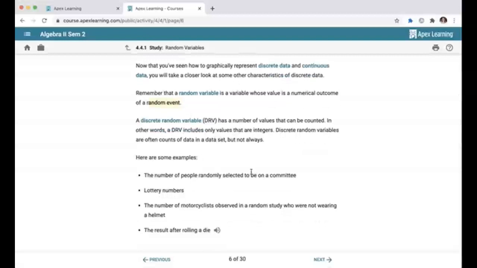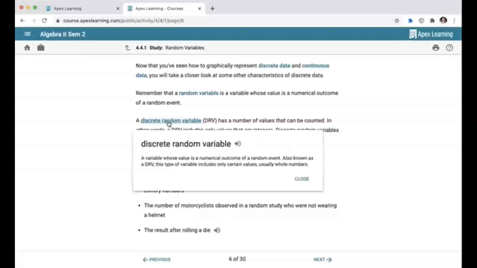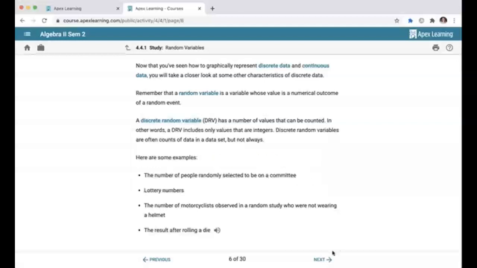So typically whole numbers. Some examples are the number of people randomly selected to be on a committee, lottery numbers, the number of motorcycles, the results after rolling a dice. So these can be discrete random values. And again, the difference here is it's still a numerical outcome of a random event, but it is only certain values and it's usually whole numbers.